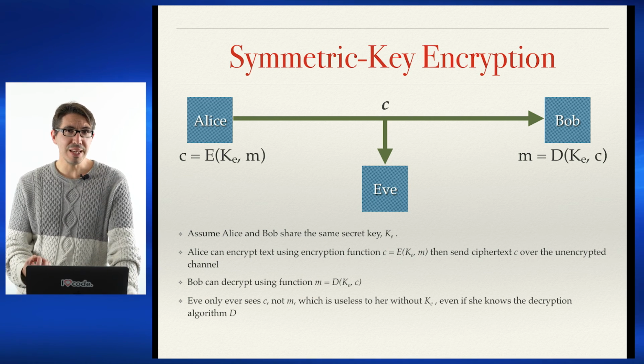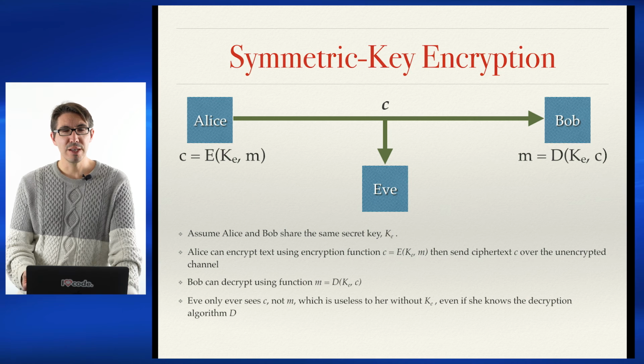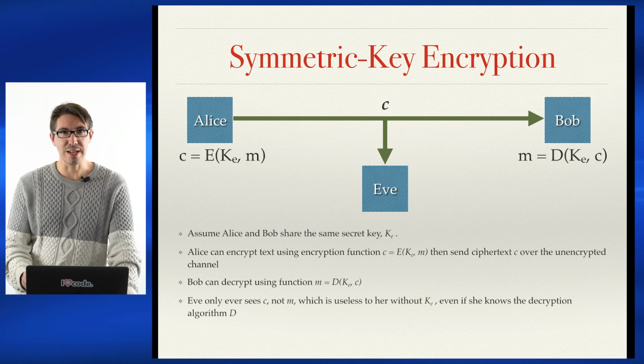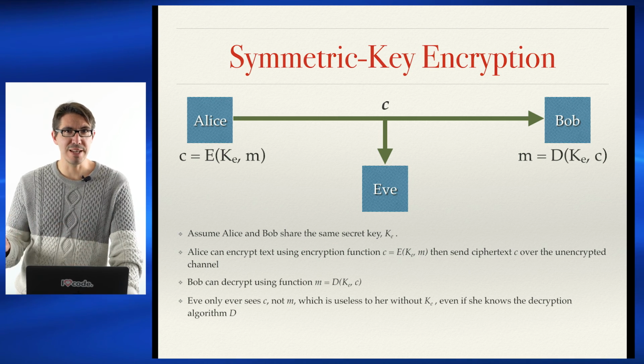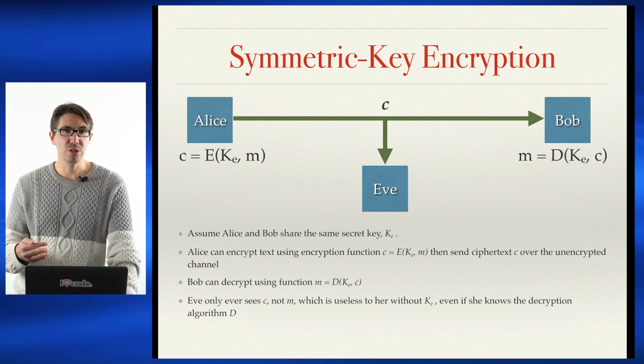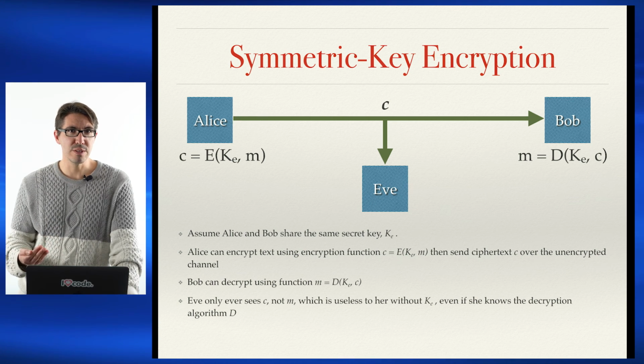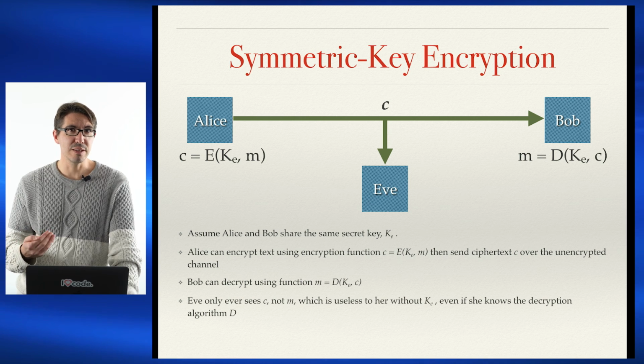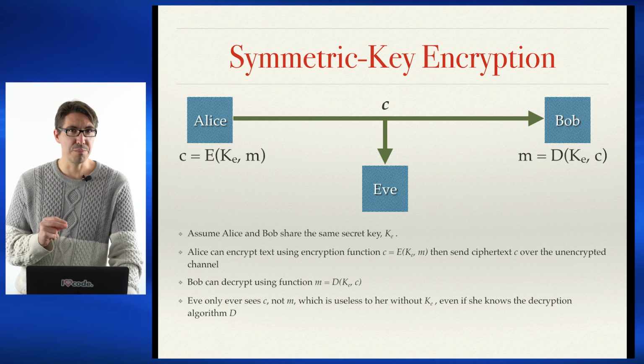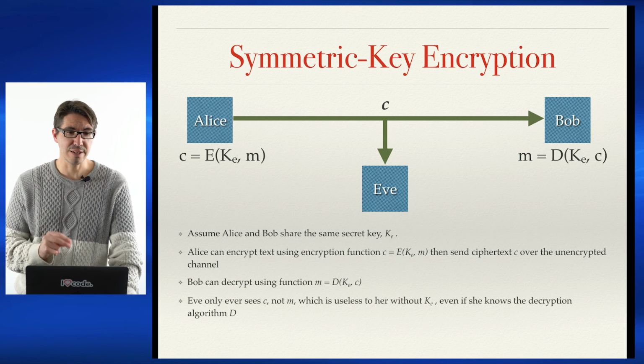Now, Eve, viewing the network, is only going to see the ciphertext C and never the actual message M. So she'll be able to see encrypted text going by, which to her should look like gibberish, and unless she knows K sub E, the encryption key, even if she does know the algorithm being used, she should not be able to decrypt this text.